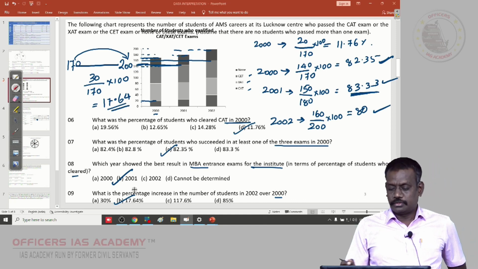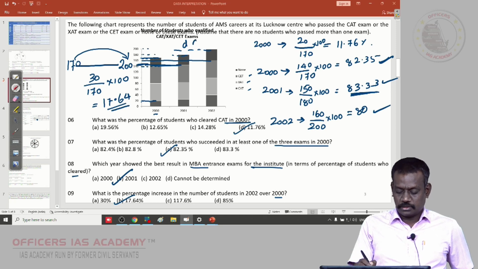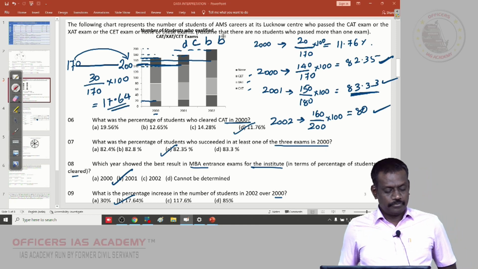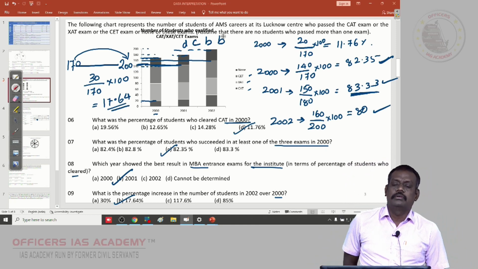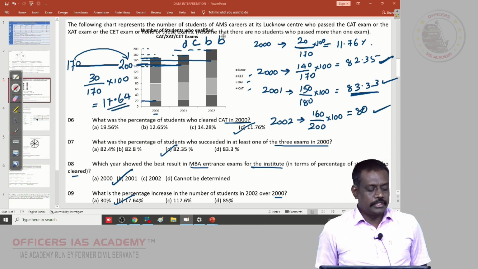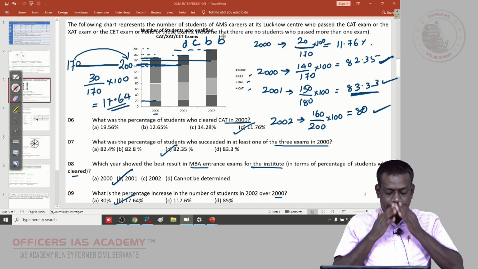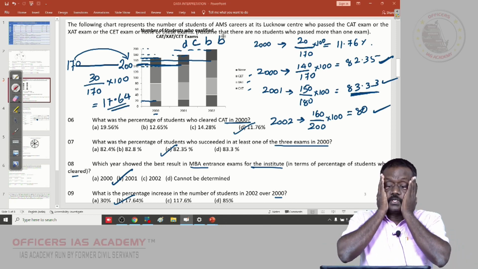Understood, children? So the options are D, C, B, B. Okay, understood? Every one of you very clear, right, children? Abhishek, understood, right? So please take down this.